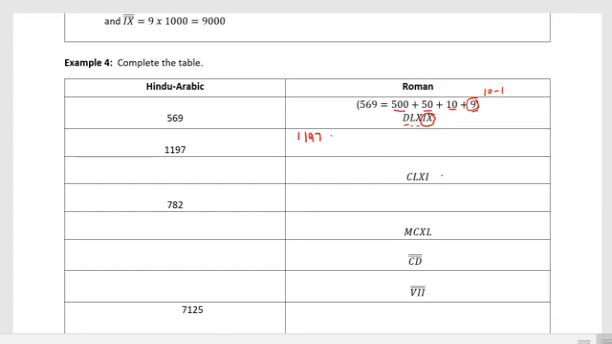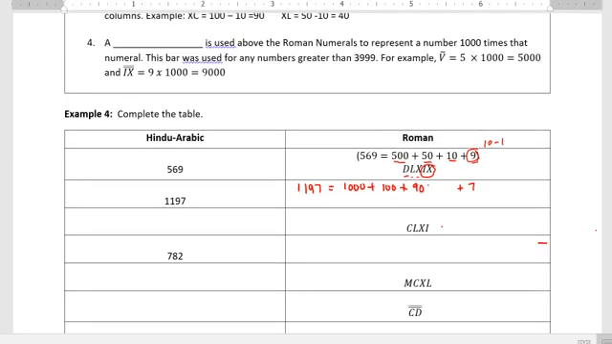Okay, so for the next one we have 1,197, and we can write this as 1,000 plus 100 plus 90 plus 7. Now for 90, we could write this as 100 minus 10. Okay, so the symbol for 1,000 is M. The symbol for 100 is C. To get 90, we're going to subtract 10 from 100.